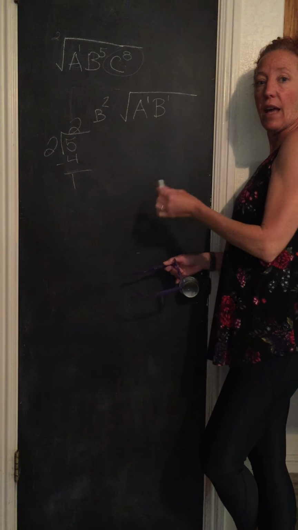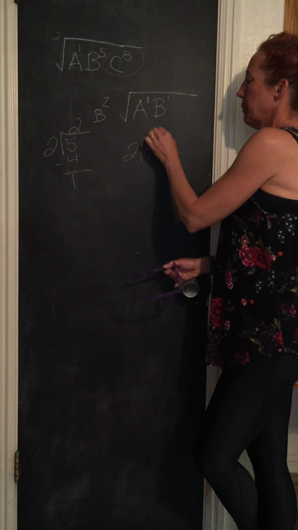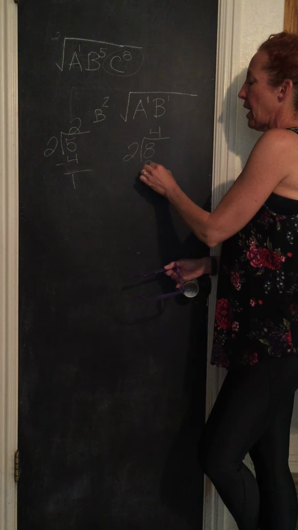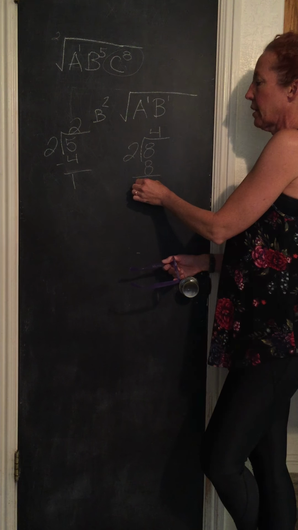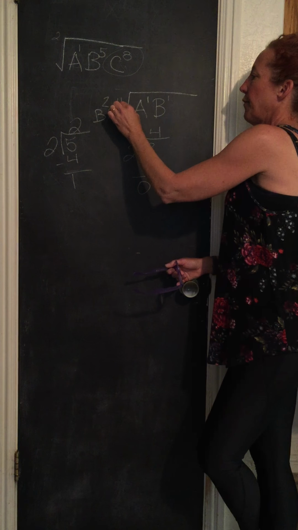Let's take that c to the 8th. 2 goes into 8 4 times. 4 times 2 is 8. You know there's not going to be a remainder because it's an even number. And so we're going to have c to the 4th power.